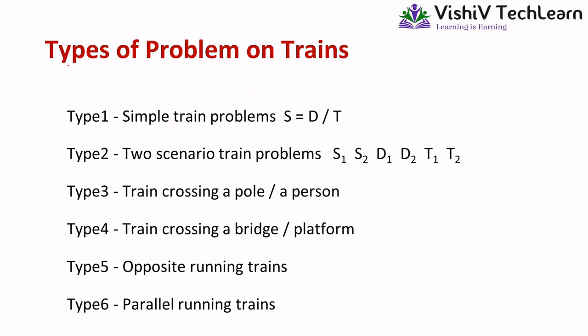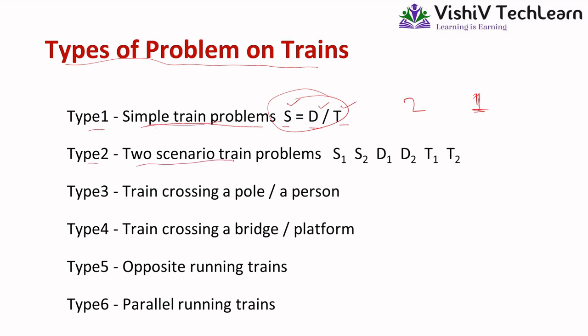In the types of train problems, here we have type 1, 2, 3, 4, 5, 6. Type 1 is a simple train problem in which S, that is speed, D for distance, and T for time are given. Out of these three terms, any two will be given and one will be missing. We can find out that missing term by using this formula.